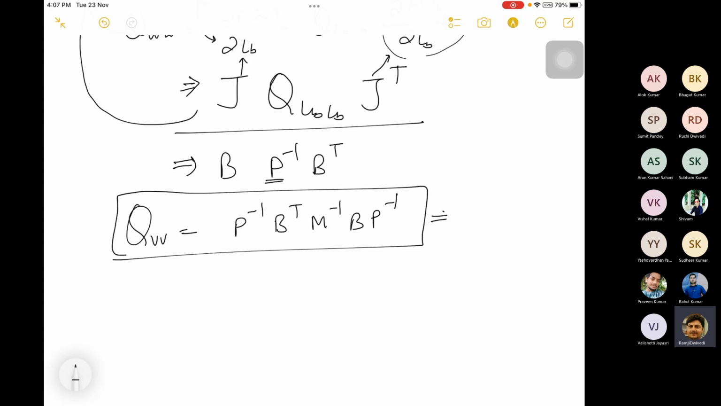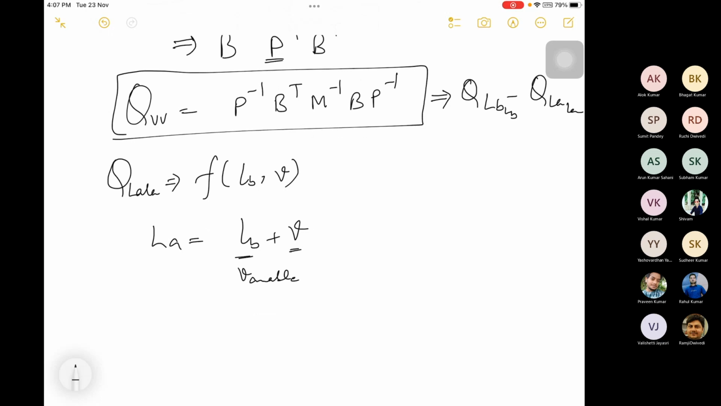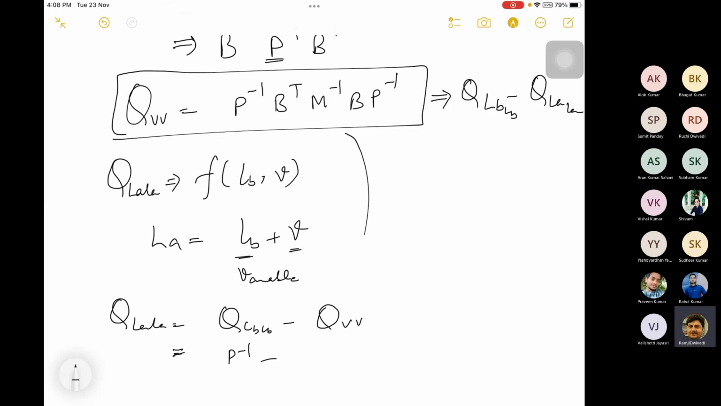This QVV is also nothing but QLBLB minus QLALA. Now, what is QLA? You have to think about what QLALA is. QLA is a function of LB and V. How? LA is equal to LB plus V. Both are variable. So QLALA would be P inverse, or you can simply write it as QLBLB minus QVV. So P inverse minus QVV, which is P inverse B transpose M inverse B P inverse.